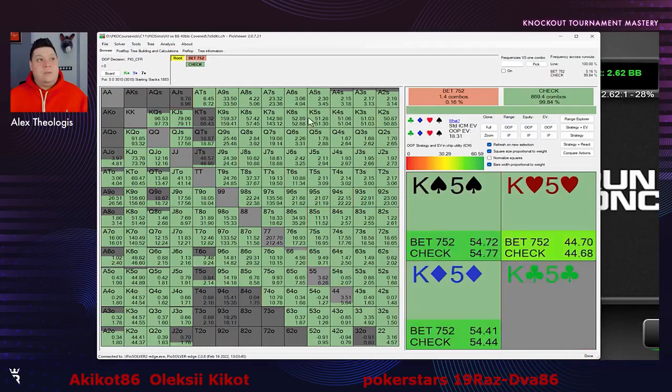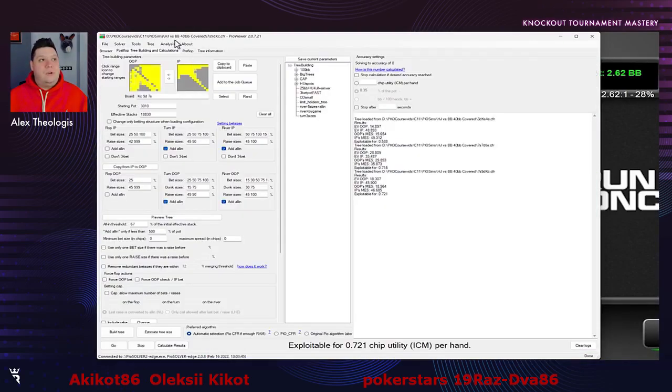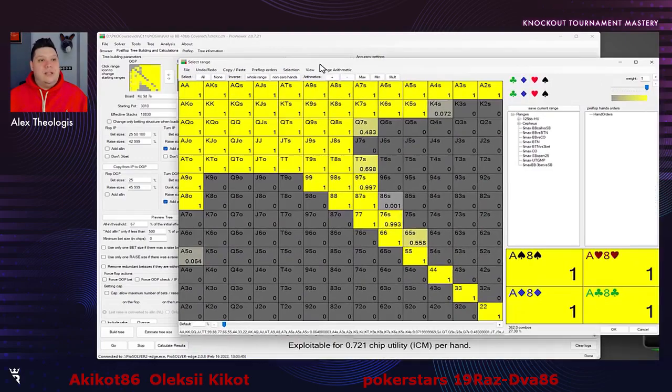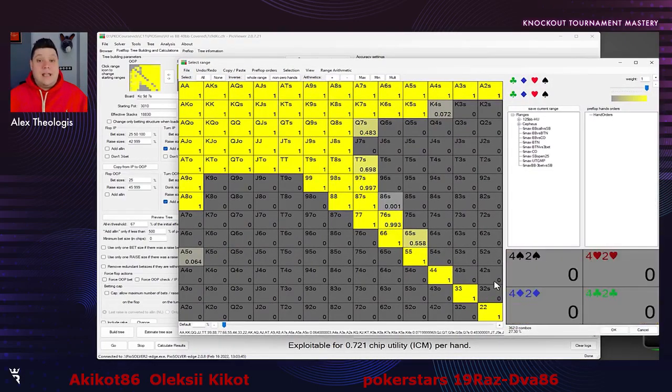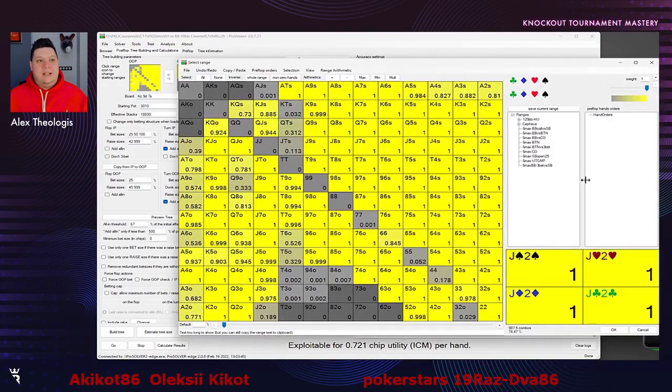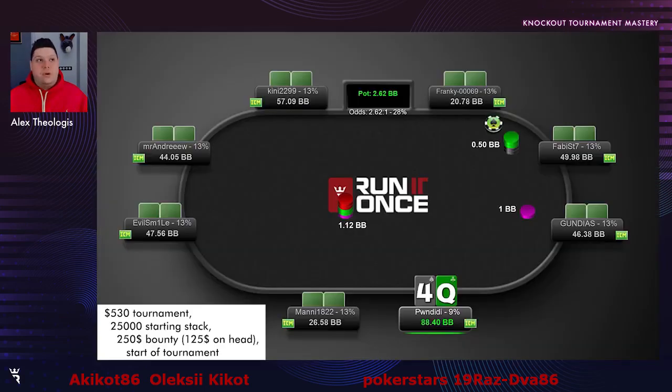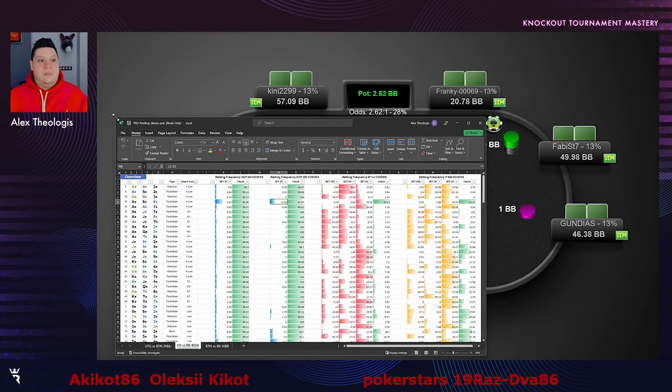Let's first have a look at the ranges, just so we have an idea of what we're talking about. So in positions range, the hijack's range is supposed to look like this. Again, reminder, it's the same ranges whether it's the hijack covering or the big blind covering. So 27.3%. And for the big blind, it's something like this. So 75-ish%.